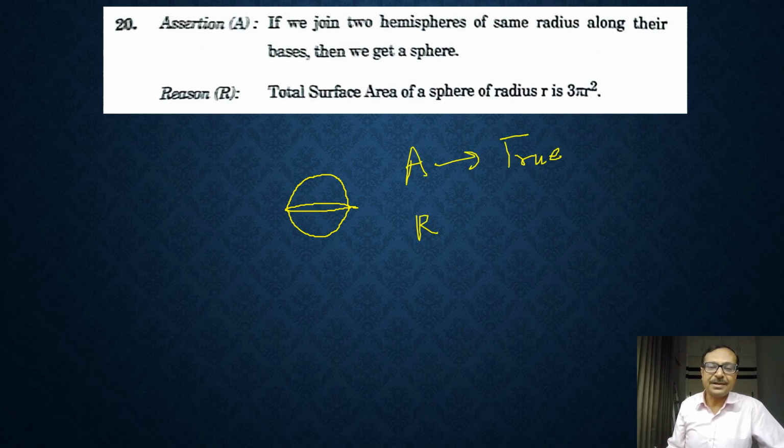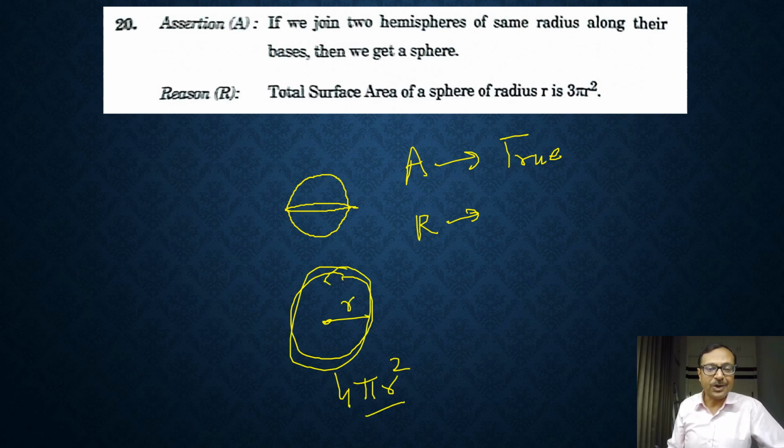And what about the reason? The reason talks about the total surface area of a sphere of radius r. When we have a sphere of radius r, the total surface area of this sphere is 4 pi r squared and not 3 pi r squared. So the reason is false. So what is the option which you had to mark? True, false. That is option number C.